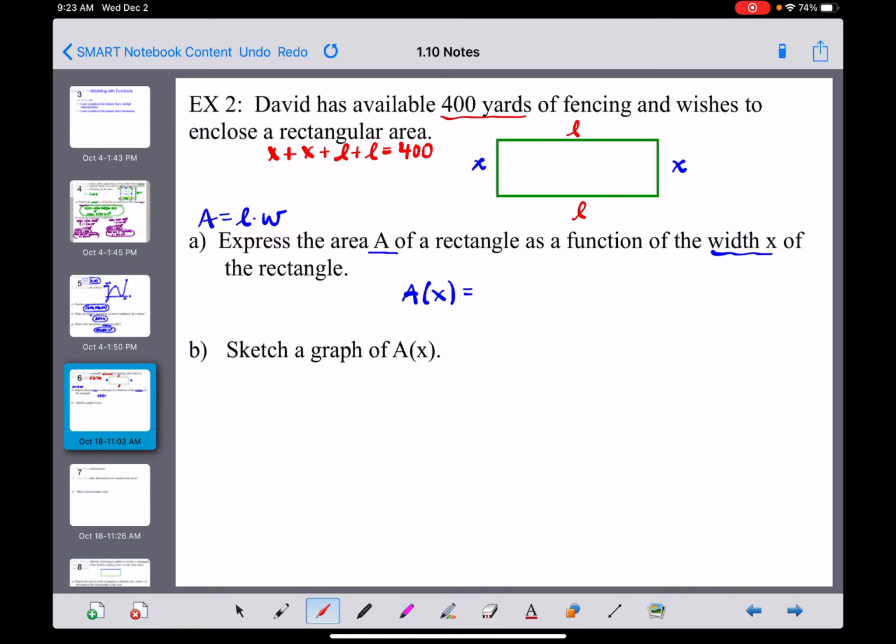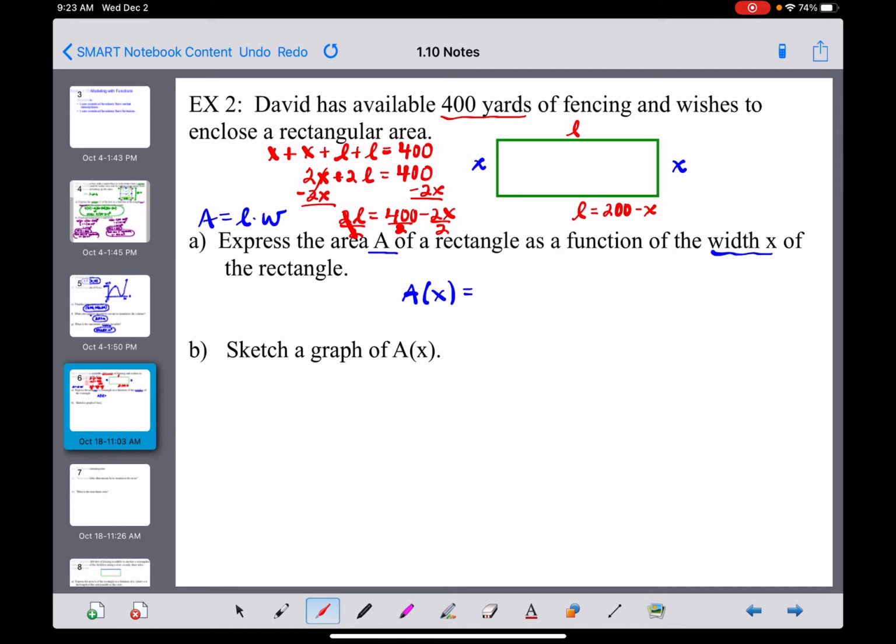So if I add those together, I get 2x plus 2L is equal to 400. But I need to figure out what L is in terms of x, so I can use it in that equation for part A. So I'm going to solve for L. So I'm going to subtract 2x. So 2L is equal to 400 minus 2x. And then I'm going to divide everything by 2. So when I divide by 2, 400 divided by 2 is going to be 200. And then negative 2x divided by 2 is going to be minus x.